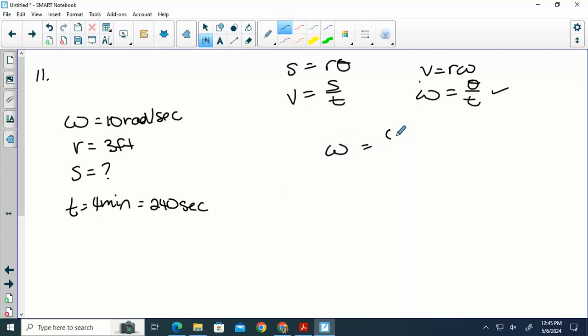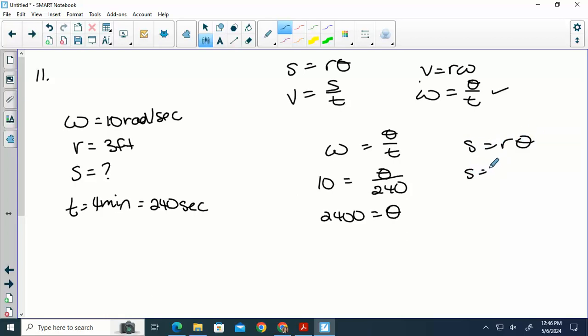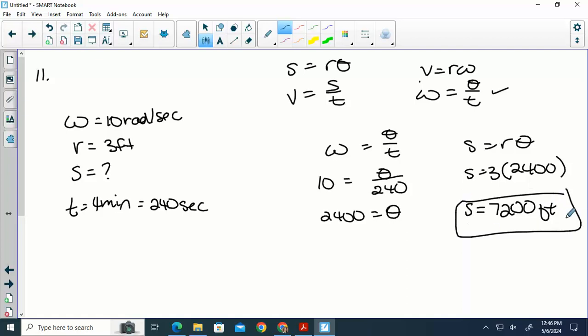So let's use this one then. Omega equals theta over T. So we know the omega is 10 radians per second equals theta over 240 seconds. So theta is 2,400. Then we can do S equals R theta. So our R is 3 feet, theta is 2,400. So if we multiply, we get 7,200. And this was feet times radians. So radians are the extra unit. If you don't have a unit, you use it. If you have too many, it goes away.